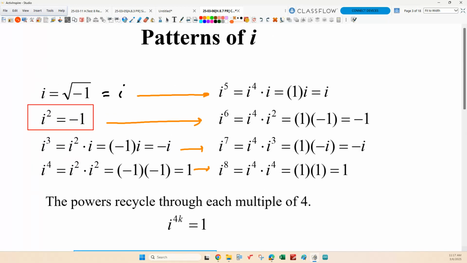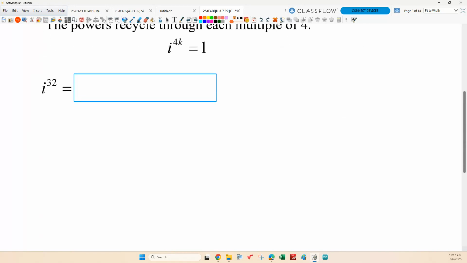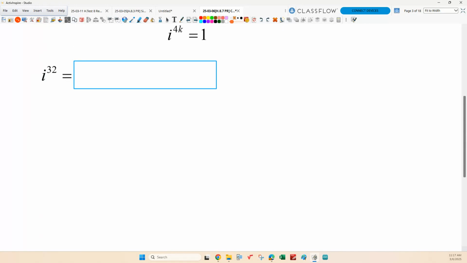Really, the way I choose to do this, I think, is you don't even need to worry about these other powers. All you need to remember is that I squared is negative 1. That's it. If I want to simplify what I to the 32 is, well, if I have an even power of I, can't I write that as I squared to a power? I to the 32 is I squared to what power? 16, right? It's always going to be half of that original exponent, agreed?